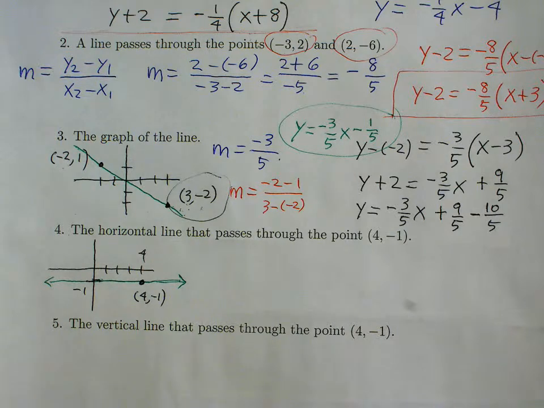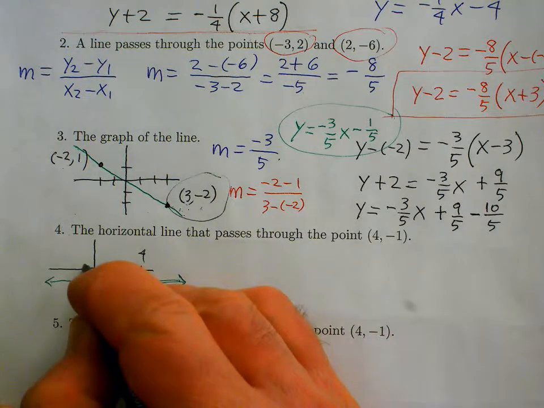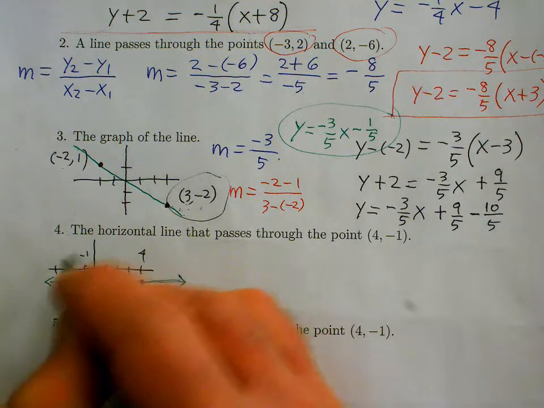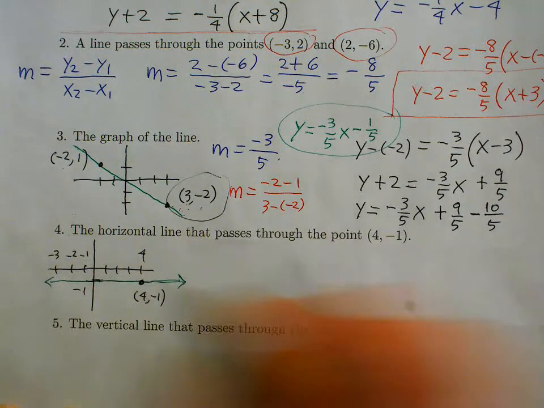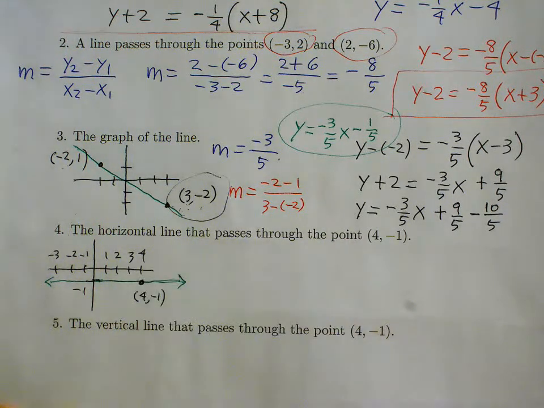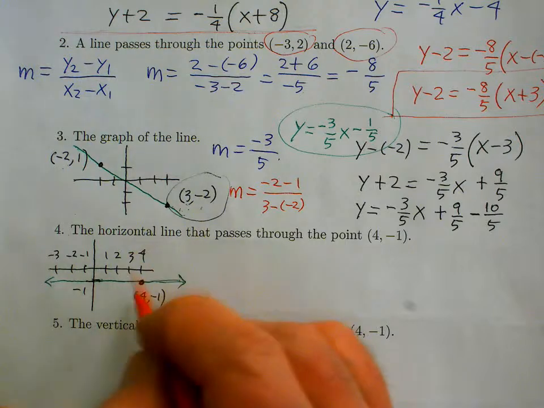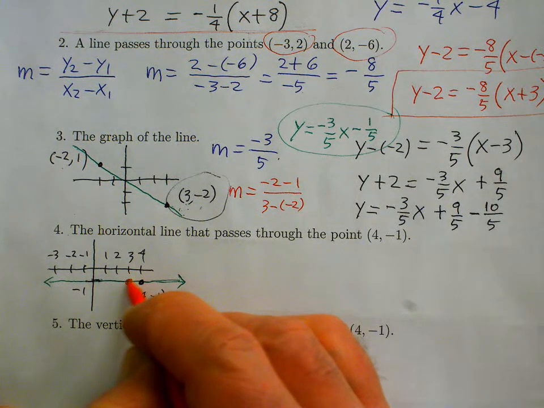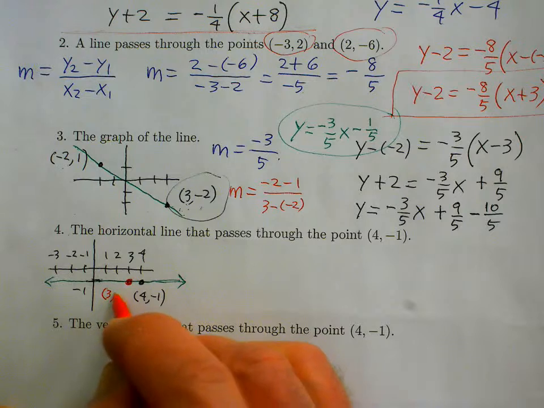Okay, let's pick another point on that horizontal line besides 4, negative 1 and find the ordered pair for it. So which point do you want? We have infinitely many to choose from. We just want to pick one. Which one? 3, negative 2. It has to be on the horizontal line. So 3, negative 1. Yeah, 3, negative 1. That's another point on the line.